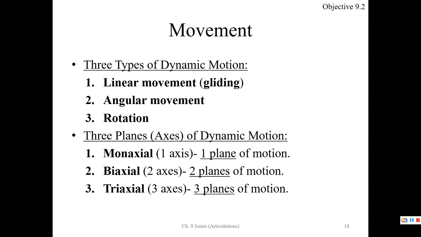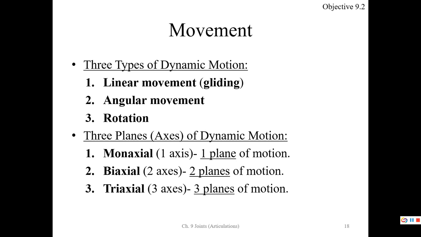So we're going to start out with motions, talking about linear dynamics and the types of dynamic motions. We'll go into linear movement, gliding, like what happens when you glide the pestle against the mortar. Then angular movement, for example, when you flex your arm or bend your knees. Then rotation, when you look to the left, look to the right, or twist at your hip, twist to the side.